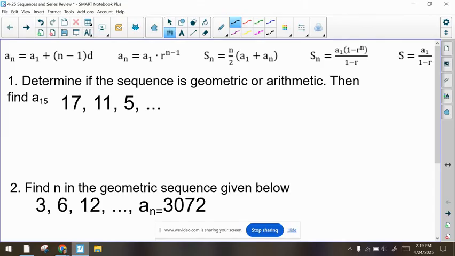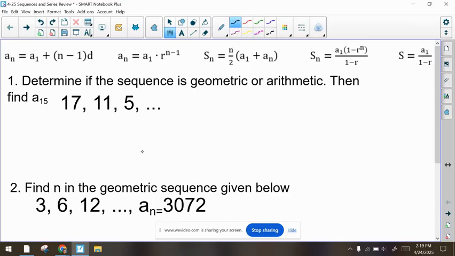So if they're asking for a specific term number, that means you would be using one of the a sub n formulas, where if they're asking for a sum, whether arithmetic or geometric, you would use one of the S formulas. So taking a look at number one, the worksheet that you're going to see, you have to make the decision on whether or not something is arithmetic or geometric.